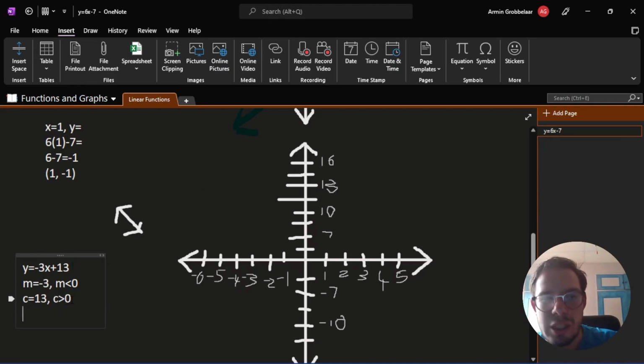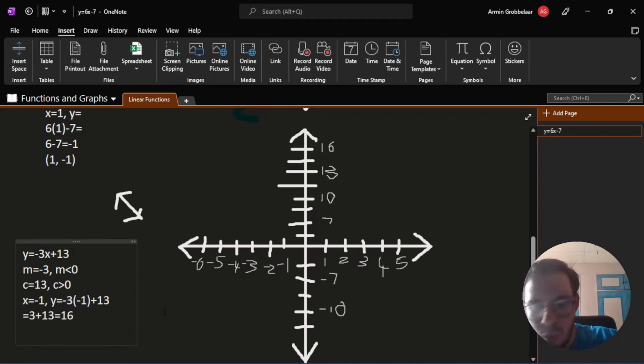So let's begin. We need 3 points. So we're going to start with a negative x. You can take any one. You can take minus 1, minus 2, minus 5. But just to keep it simple, I'm going to use minus 1. So we put minus 1 into the function. So we get minus 3 multiplied by minus 1 plus 13. So that's equal to 3 plus 13. So that's equal to 16.